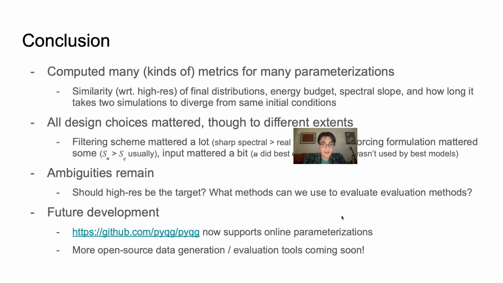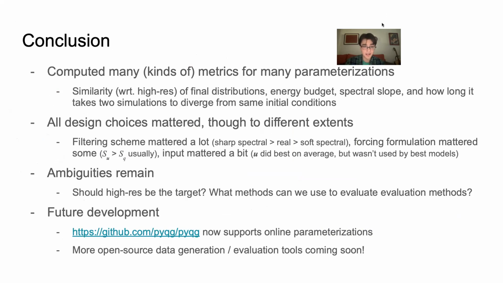Great. So we computed lots and lots of metrics for lots and lots of parameterizations. We looked at distributional similarity, similarity in the curves of the energy budget, similarity in the slopes of different energy and entropy spectra, and also how long it takes two simulations to diverge from essentially the same initial conditions. We found that all of our design choices actually mattered, though to different extents. The filtering scheme mattered the most. The forcing formulation also mattered. The input mattered a little bit.